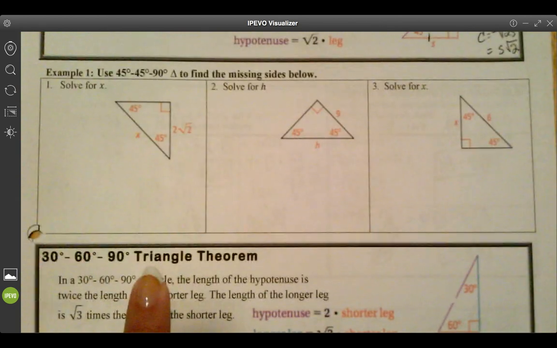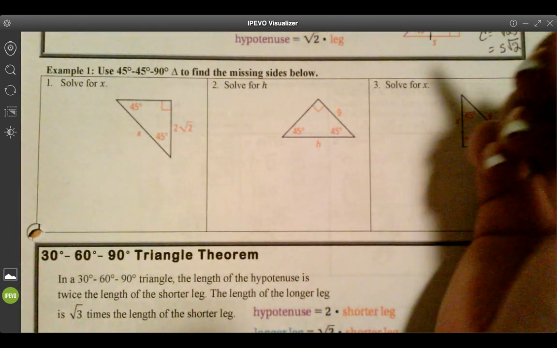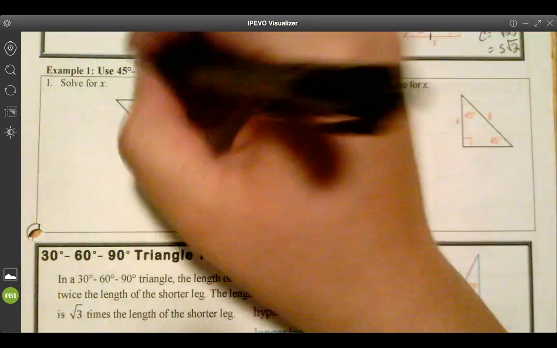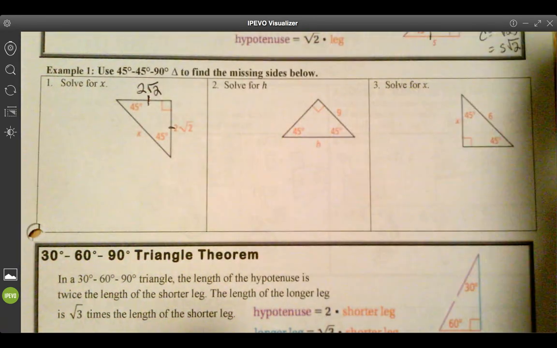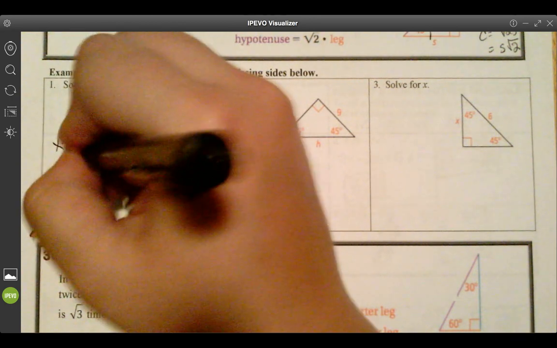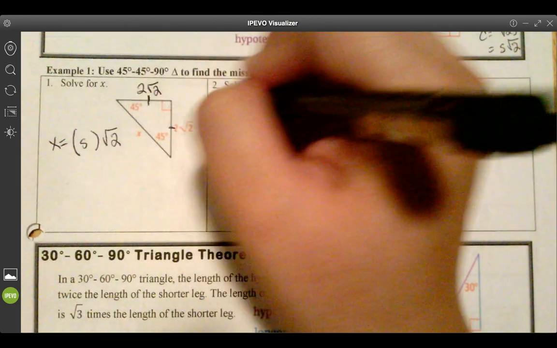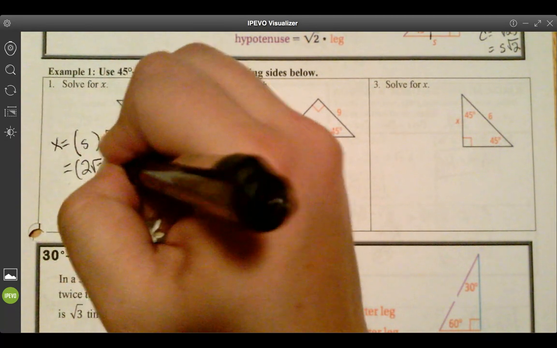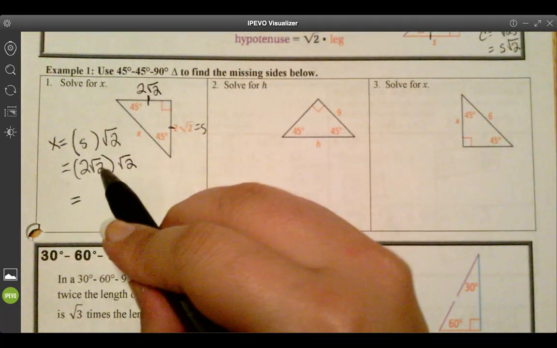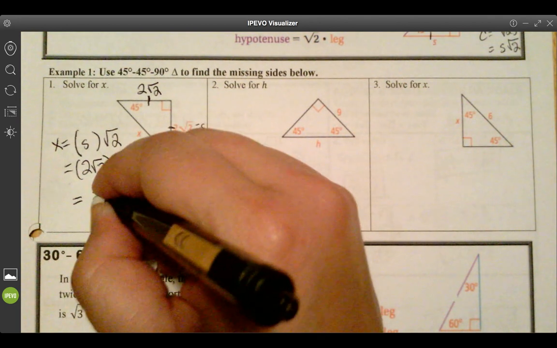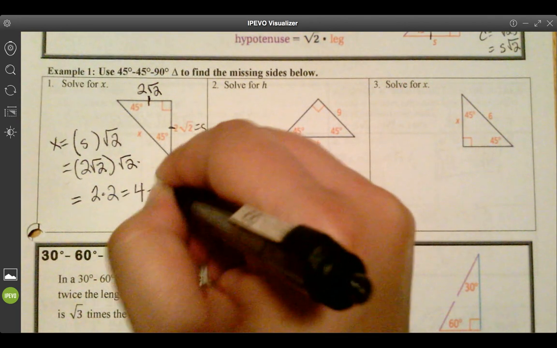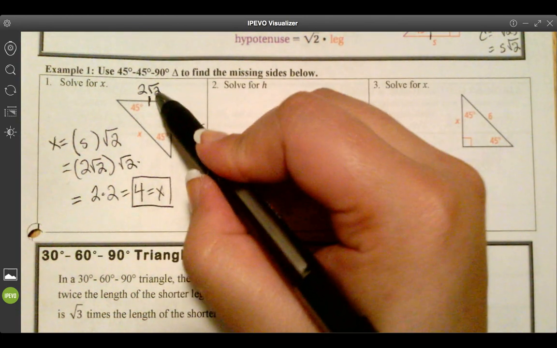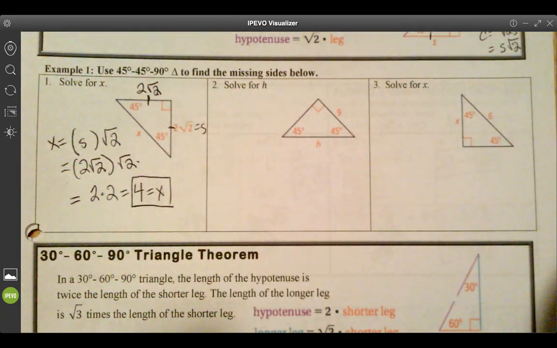We'll do these 3 together. So to solve for x, first I recognize where my legs are and which one is my hypotenuse. And so here we have 2 times the square root of 2, which means that x equals s times the square root of 2. That makes that the side. 2 times the square root of 2 times the square root of 2. Square root of 2 times the square root of 2 is 2, so that's 2 times 2, which is 4. So all we had to do, that was a really long way of saying, I just took the side times the square root of 2.